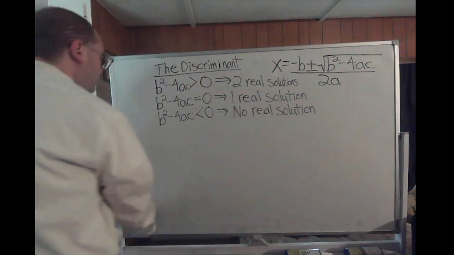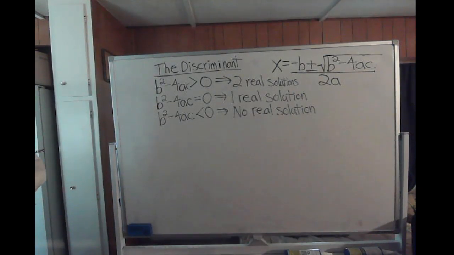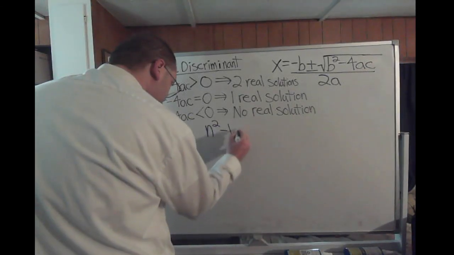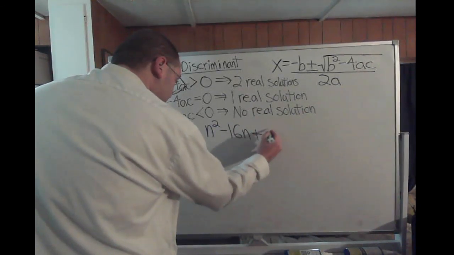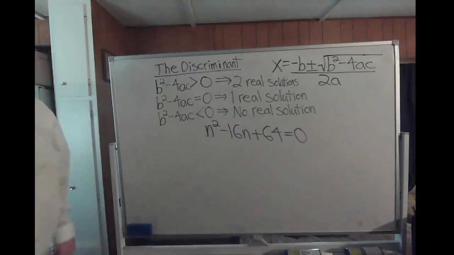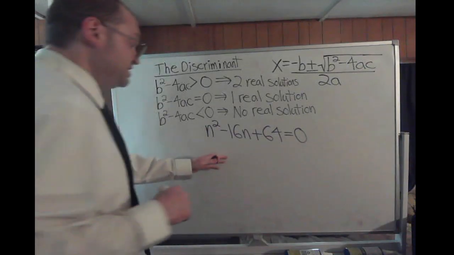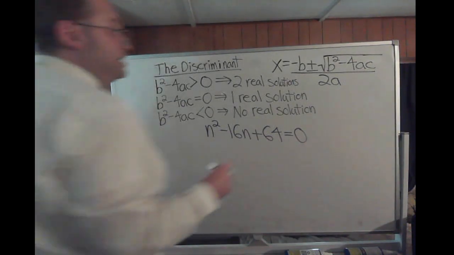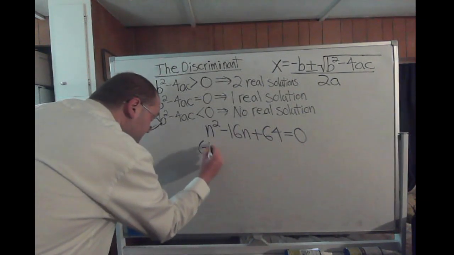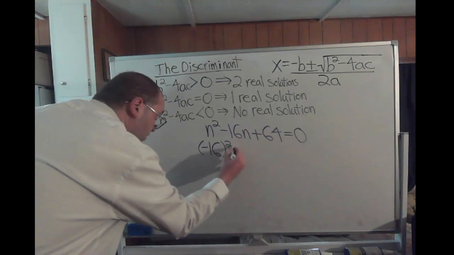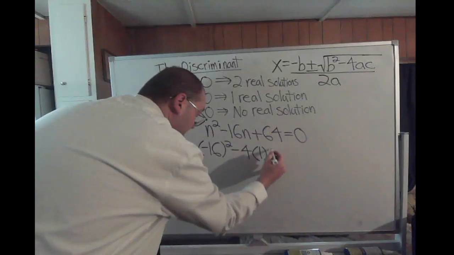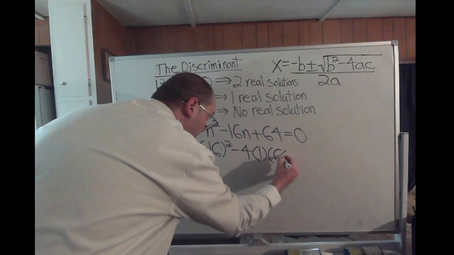Okay, how about the next one? We have n squared minus 16n plus 64 equal to 0. Take your discriminant, b squared minus 4ac. Your b coefficient is negative 16 to the second power minus 4 times your a coefficient of 1 times your c coefficient of 64.